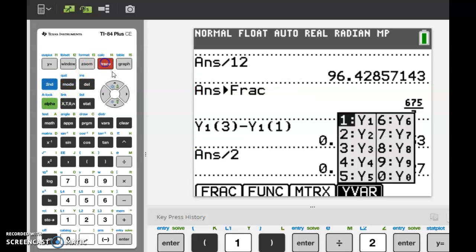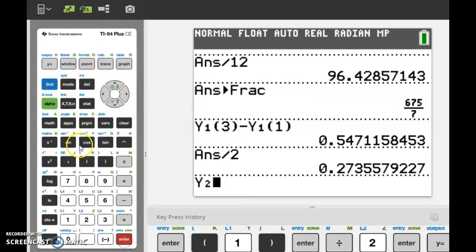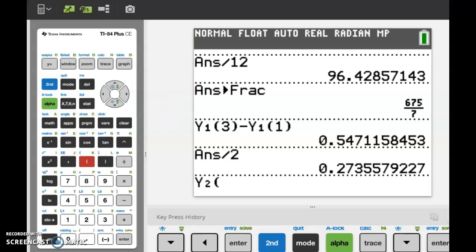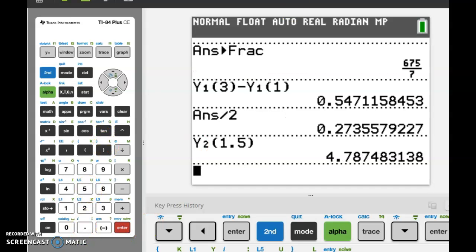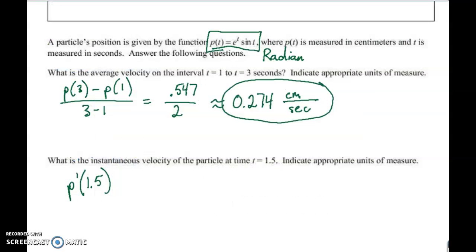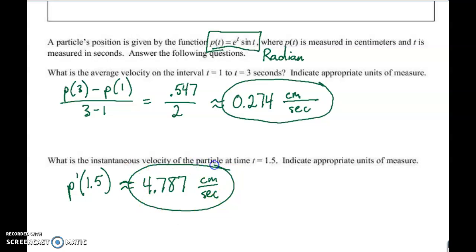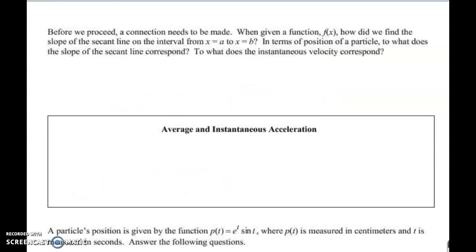So back in the home screen, I just want the second equation to find the derivative. I believe it was 1.5. Yep, 1.5. We get 4.787, about. And it's the same units, because whether it's instantaneous or average velocity, we should have the same units because it's representing velocity. It's not until we get to acceleration.